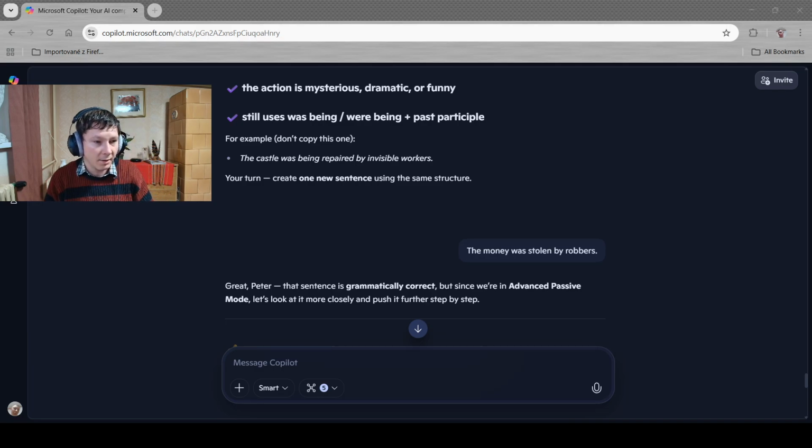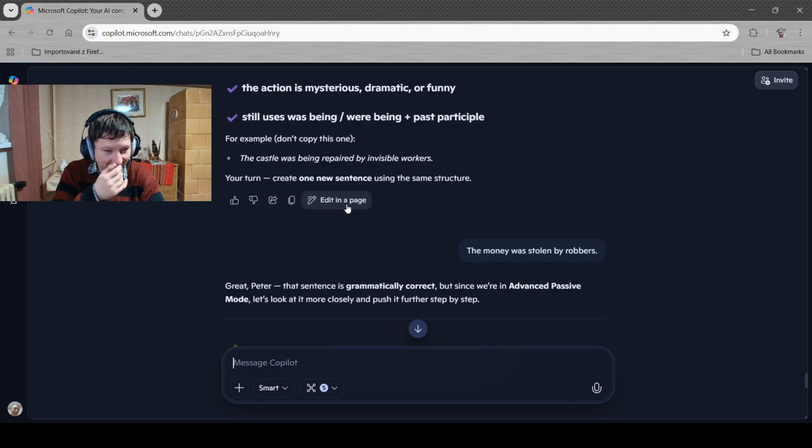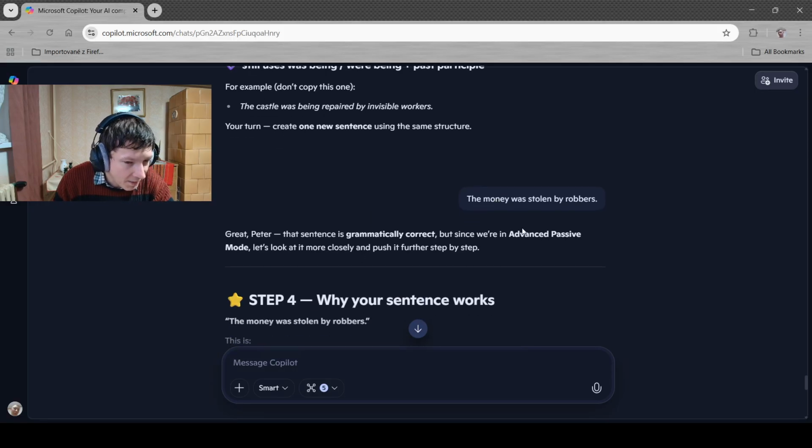I think that it looks perfect. And this is important. Okay, we can continue. It looks perfect. Okay, Peter, don't destroy your studio, it's too expensive. No, it's not. Don't worry. The money was stolen by robbers. This is my sentence.